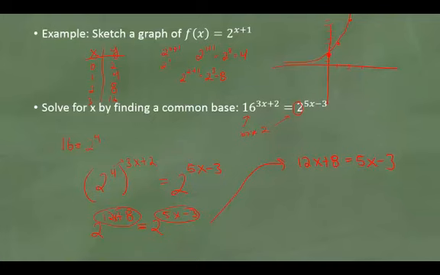We're going to subtract 5x from both sides. So 12x minus 5x is 7x plus 8 is equal to negative 3. We're going to subtract 8 from both sides. We get 7x is equal to negative 11. And then we're going to divide both sides by 7. And there we have it.